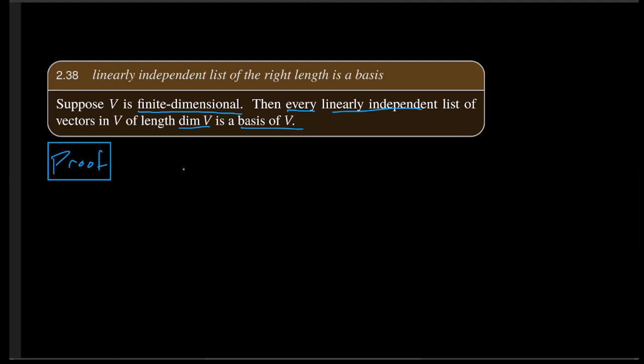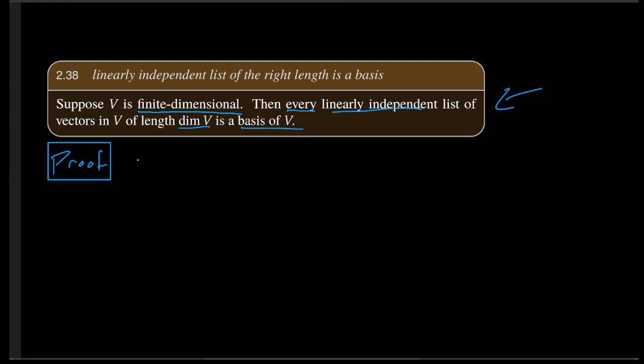Basically, what we're saying is that dimension allows you to skip one of the steps in basis. That is, if you want to show something is a basis, you have to show it's a linearly independent spanning list. But what this result is saying is that you can skip showing the fact that it's a spanning list just by showing it has the right length. That is, by using this tool called dimension. Sweet. All right.